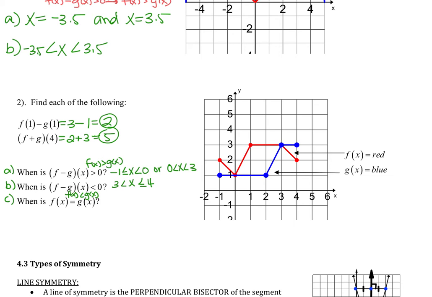And then where are they equal? We're looking for the intersections. So we'll just say when x equals 0 and x equals 3.